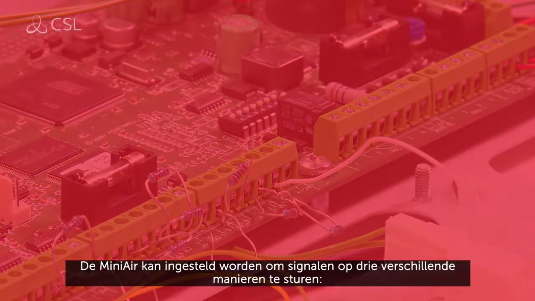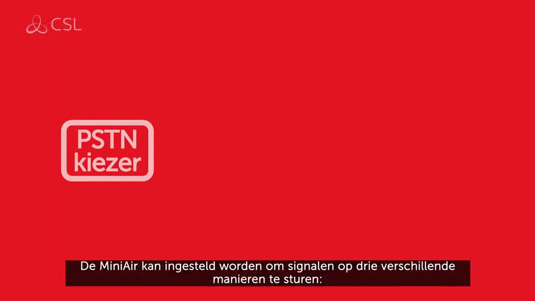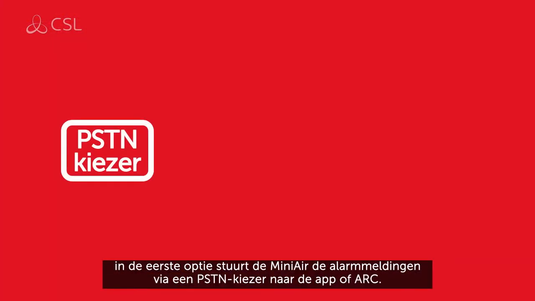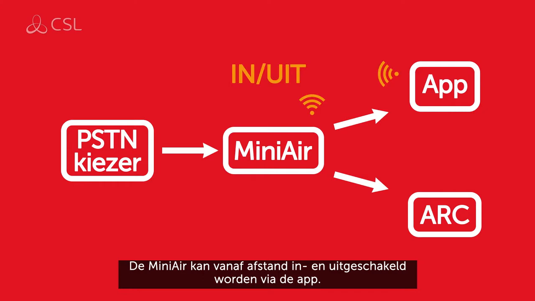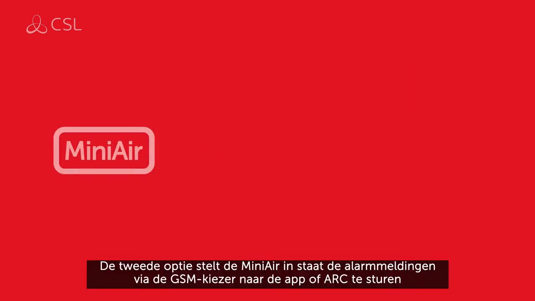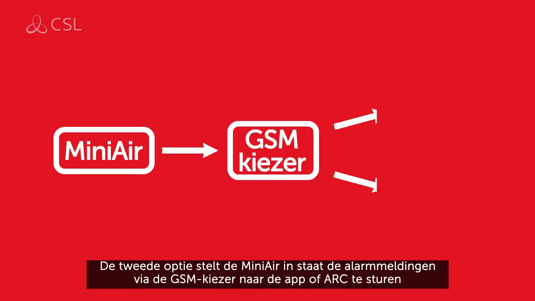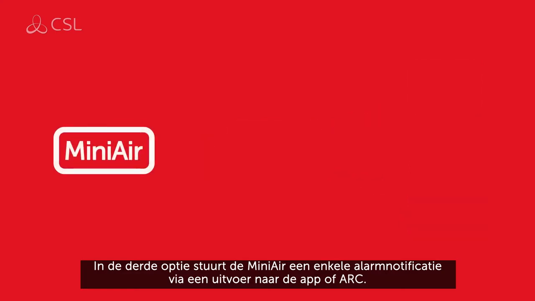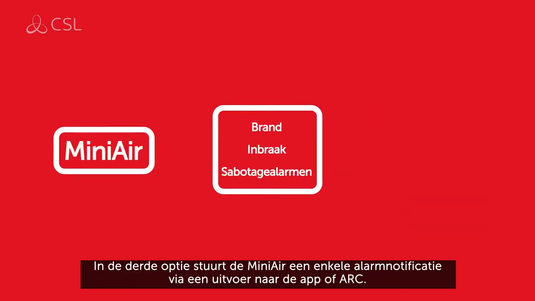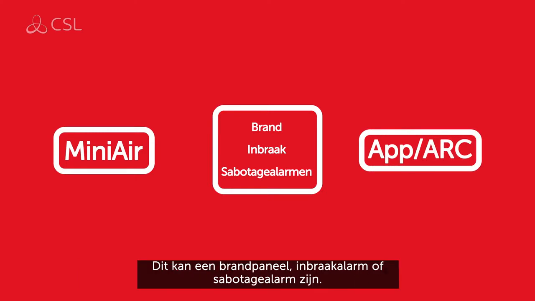The MiniAir can be set up to signal in 3 different ways. In the first option, MiniAir sends the alarm communications via a PSTN dialer to the app or ARC. The MiniAir can be set and unset remotely via the app. The second option enables MiniAir to send the alarm communications via the GSM dialer to the app or to the ARC. In the third option, MiniAir sends a single alarm notification via an output to the app or ARC. This could be for a fire panel, intruder alarm or tamper alarm.